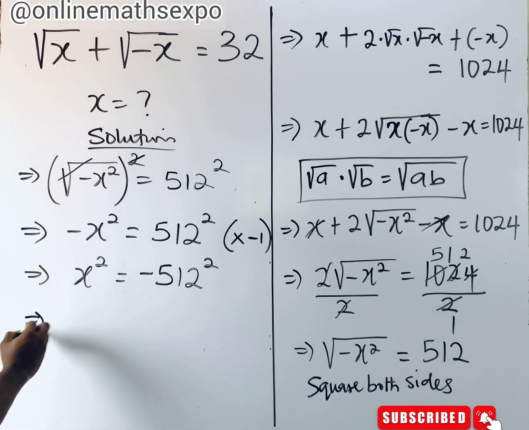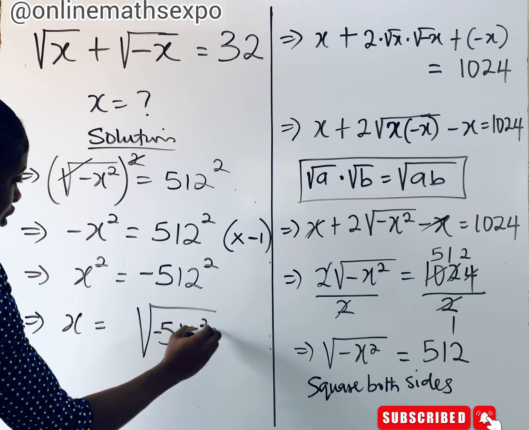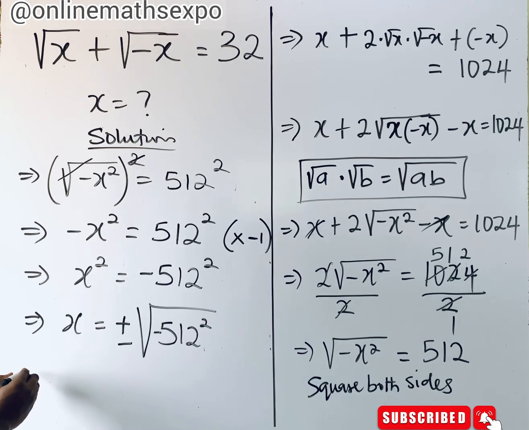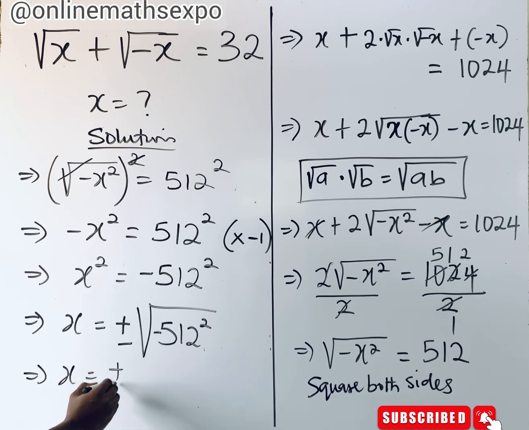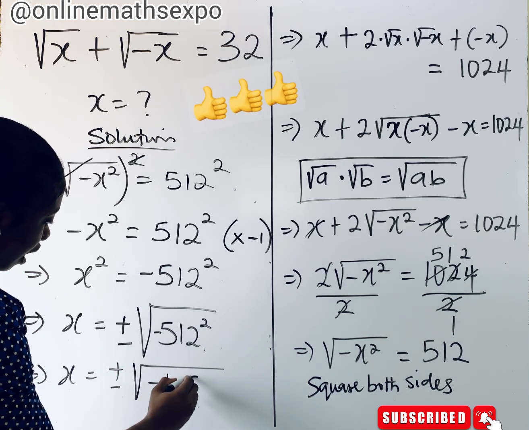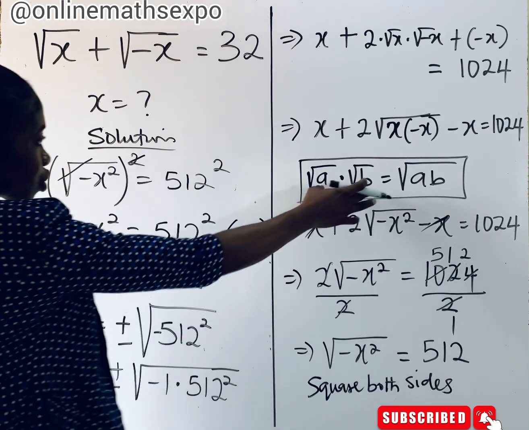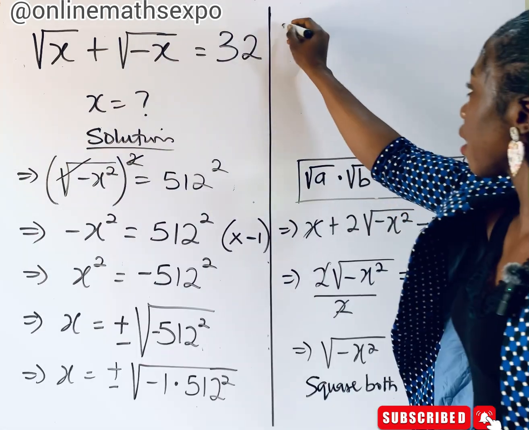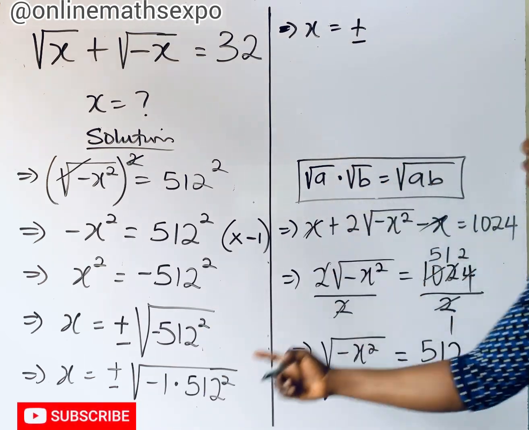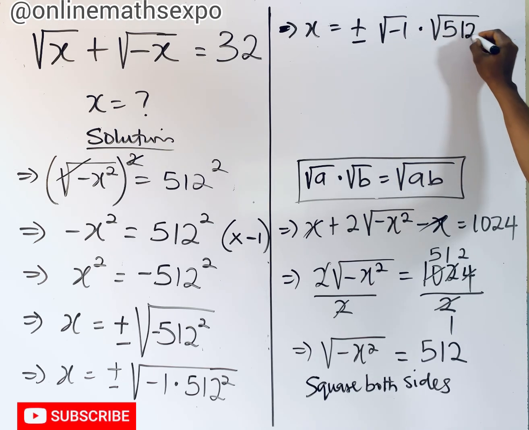To do that, you know that x will now be, you take the square root of this number. And when you are taking the square root, you take both the positive and negative. So simplifying this, we are having x is equal to plus or minus the square root of negative 1 multiplied by this. I hope you have not forgotten. Now, obeying this rule, we have x is equal to plus or minus root of negative 1 multiplied by root of 512 squared.